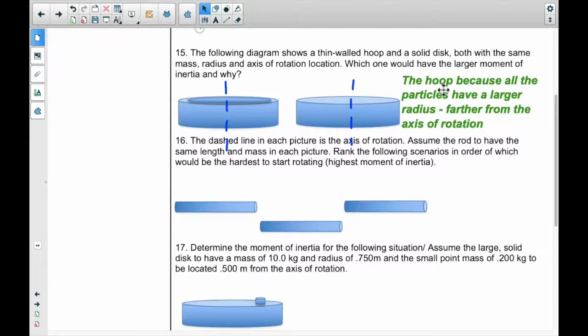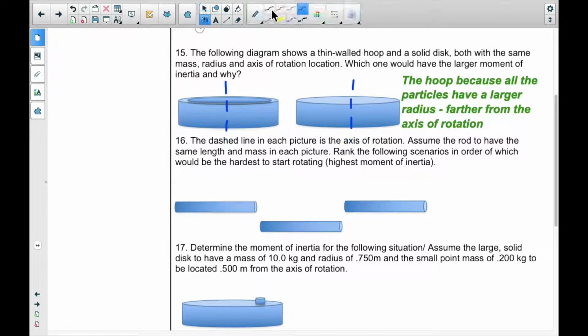Well, again, we talked about this a minute ago. The hoop is going to have the larger one because all the particles have a larger radius. They're farther from the axis of rotation. So all of these on the edge, their R is much greater. Whereas these, you're going to have to be adding up all the ones in between, and you've got some smaller ones, etc. But they do have the same mass, so it's the same amount of matter, the same mass, just distributed.